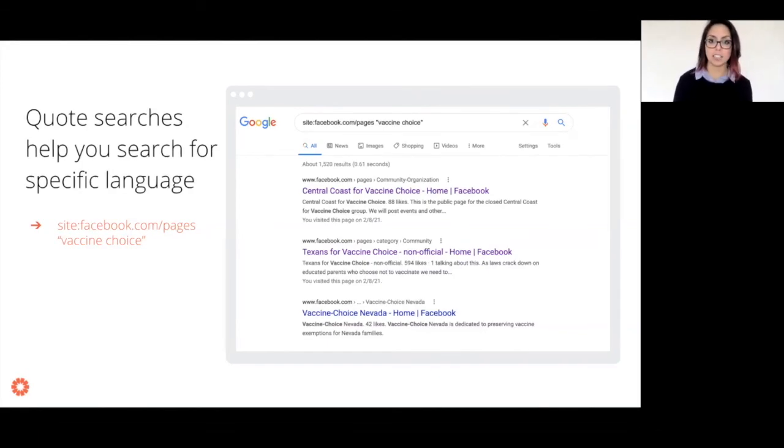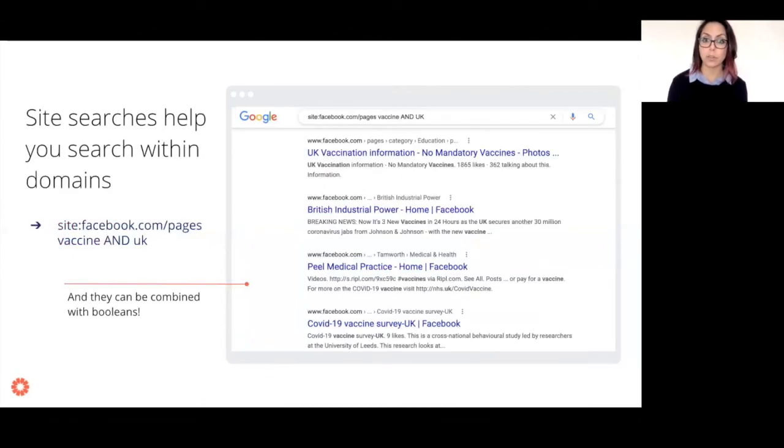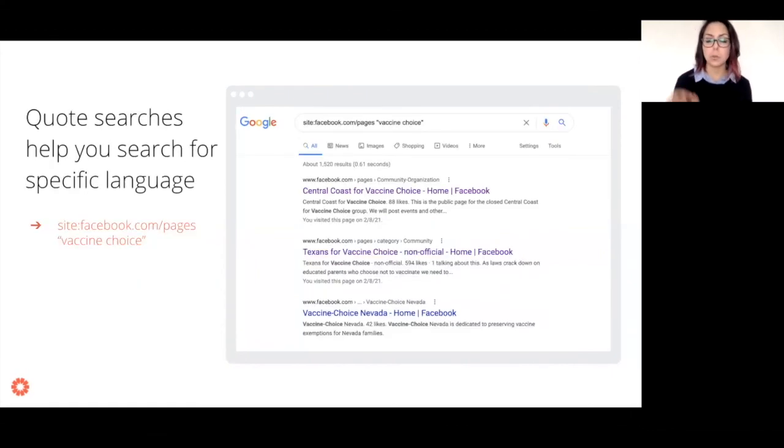So this site search, again, is looking within facebook.com/pages, which is the specific URL for Facebook pages. And then it's looking for "vaccine choice" in its entirety as a phrase. And you can see how different these results are to the previous ones, where we were just looking for a mention of the word vaccine and a mention of the acronym UK for United Kingdom. This is looking for language that people use to discuss vaccines. And that's where you start to leverage the power of keywords, your Boolean search queries, and site searches to really find what you're looking for and be strategic.